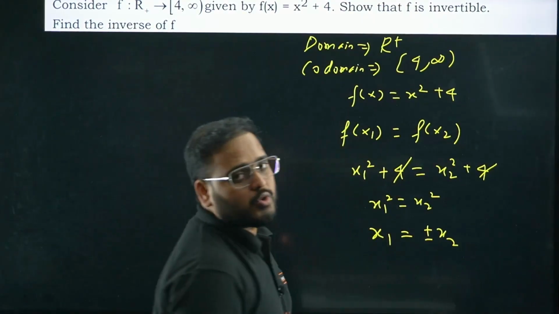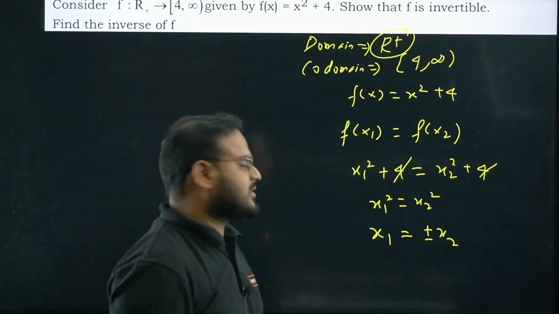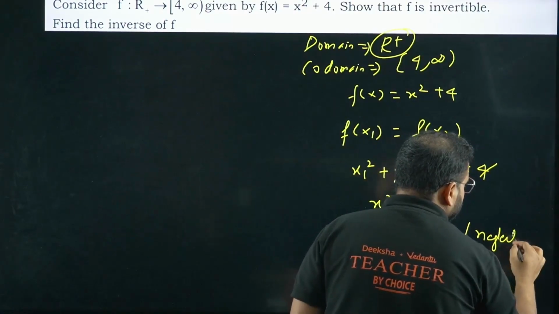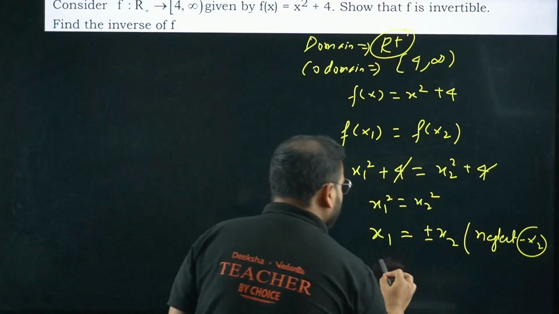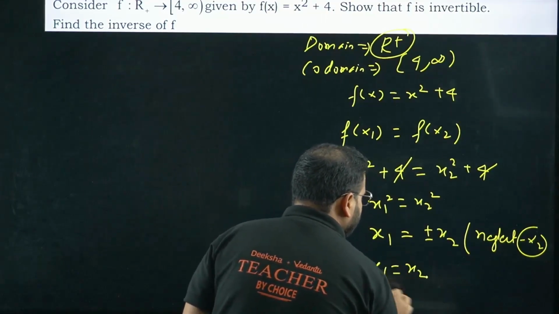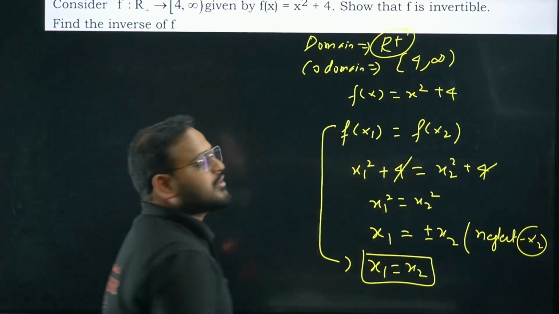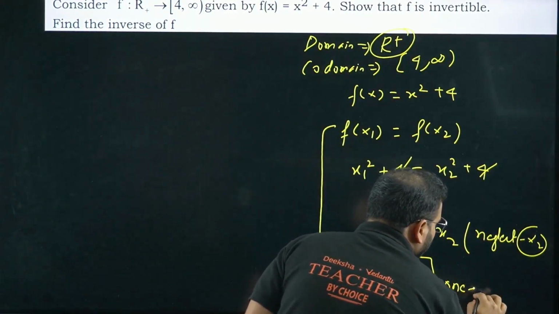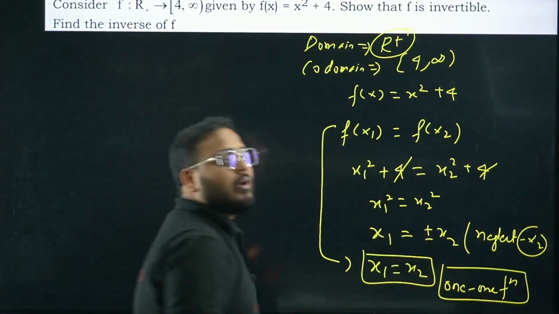Is it correct? No, sir, because there is no negative value involved over here. Only plus is there. It means we have to neglect minus x2, neglect the negative x value. It means simply I get x1 equals x2. From here, please check, I'm getting f(x1) equals f(x2) also, and x1 equals x2. It means f(x) is a one-one function.